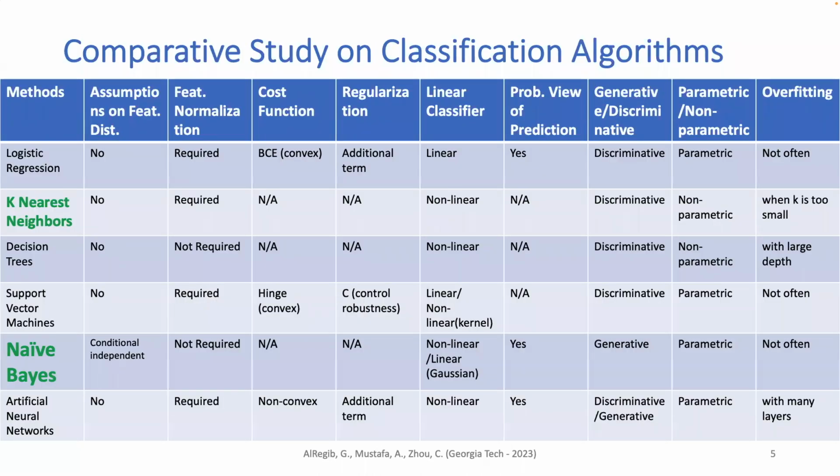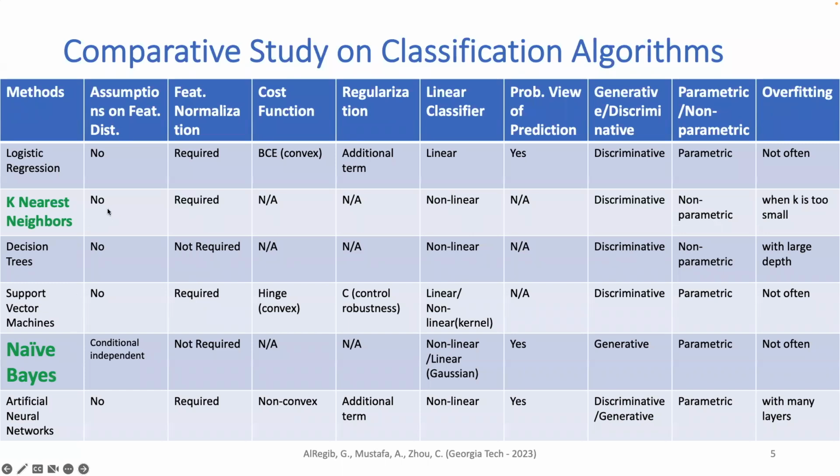Okay, so this is a table that compares the different classification algorithms across different factors. On the left-hand side, we have the different algorithms, from logistic regression to KNN, decision tree, SVM, naive Bayes, and then ANNs. And then we have these different factors. The first one is, do we have any assumption about the distribution of the features? And I am just highlighting the two algorithms that we discussed last time, the KNN and the naive Bayes, right?